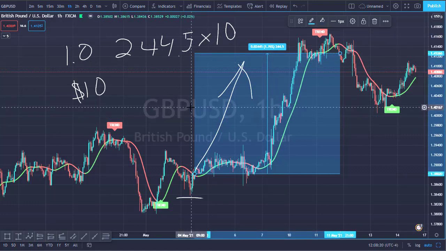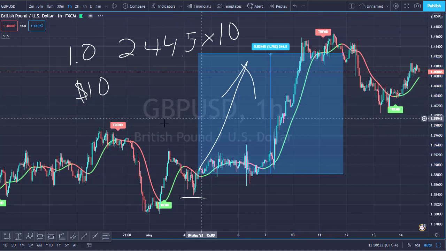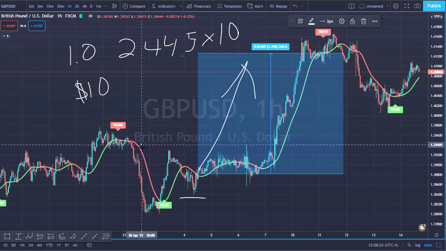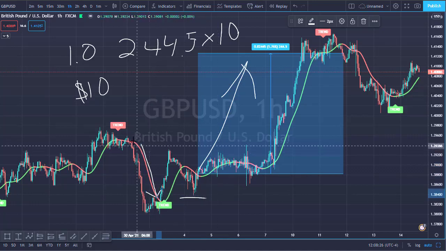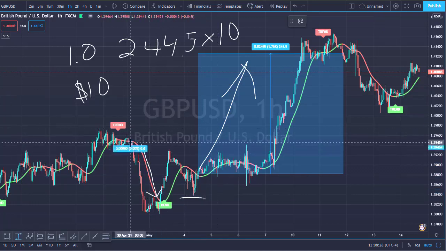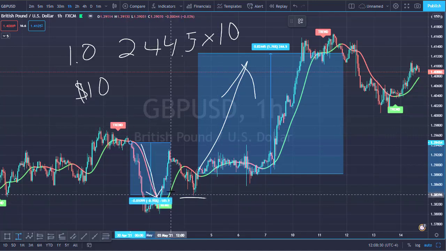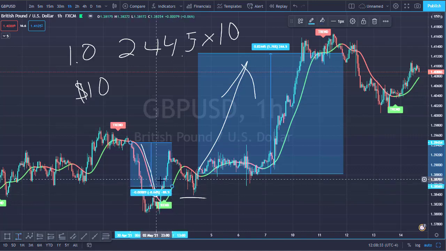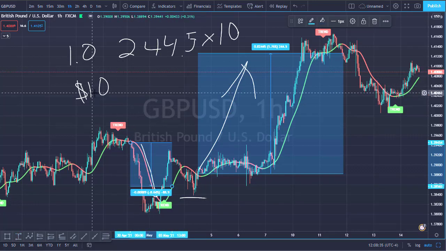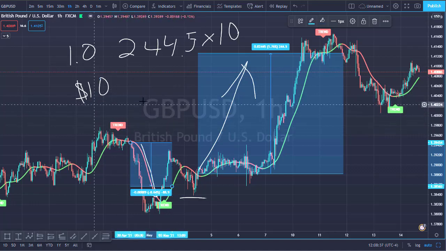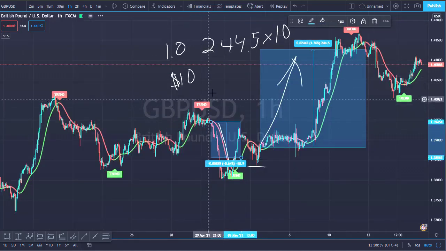So with that said, I'm just going to move along. I'm going to show you exactly how everything works. Oh, by the way, it works the same way for sells. So you could sell and do the same thing. So like for instance, this right here, you would enter right here, you would have got out right there. That would have been 92 pips. 92 times 10, $920. See? Okay, so I'm going to show you how I trade this.